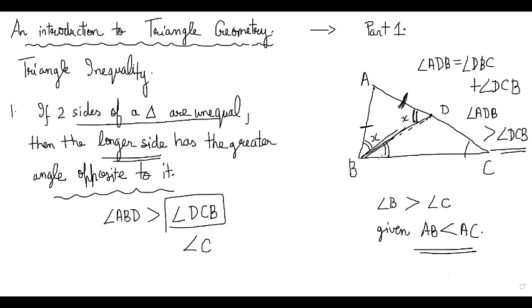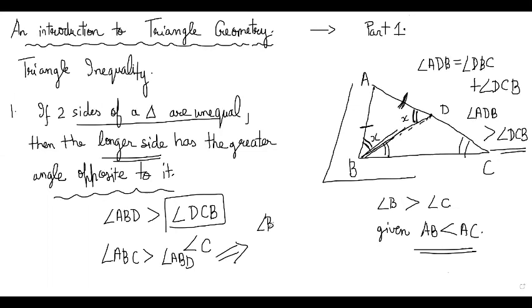You know that ABD is greater than angle C. Obviously angle ABC is greater than angle ABD, and therefore angle B is greater than angle C. So we have proved what we wanted to prove. It's a very simple proof. Many of you might already know this, but I wanted to mention it because these types of proofs are useful when you try to prove the triangle inequality, which we'll see just now.